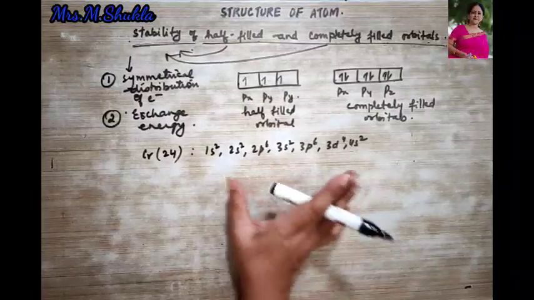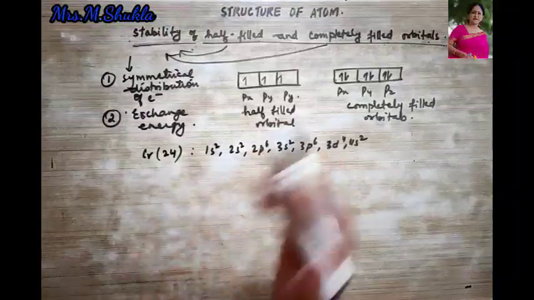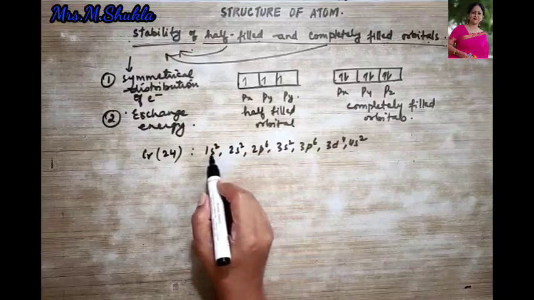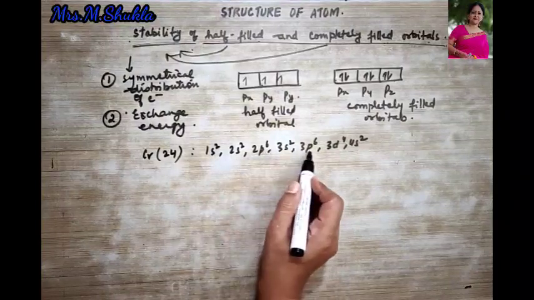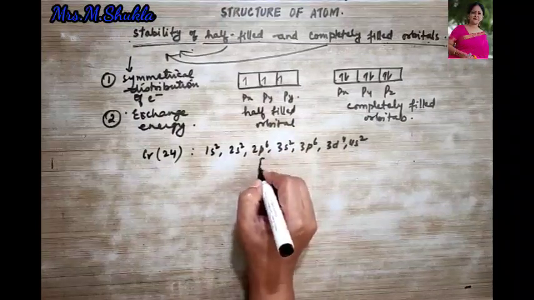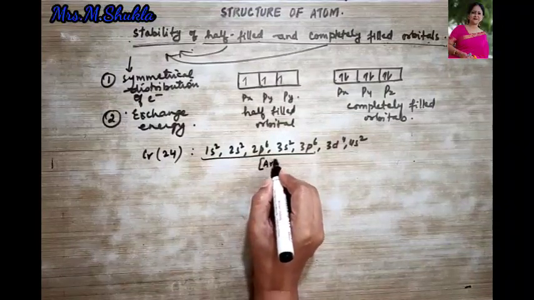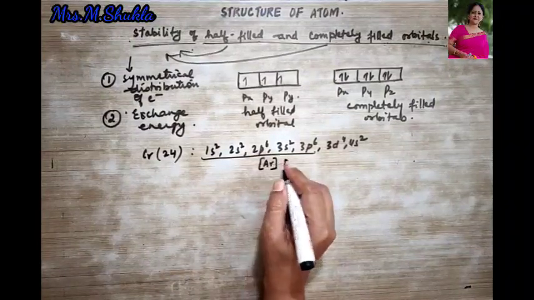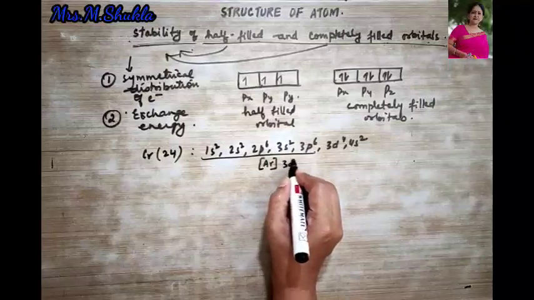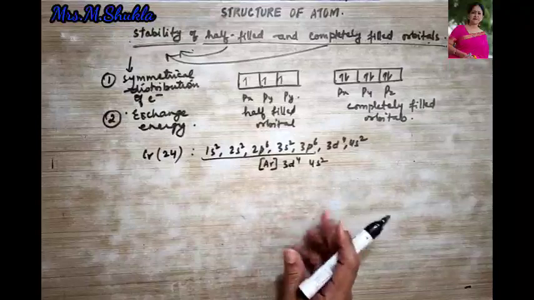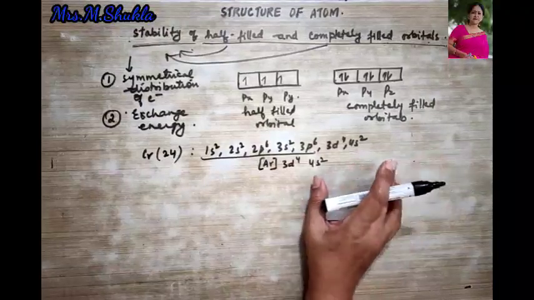I hope this is clear. Now write it down in a condensed form. So how will we write it in the condensed form? See here, this is 10, 18. 18 means argon. This much is argon. So we write argon 3d4, 4s2.